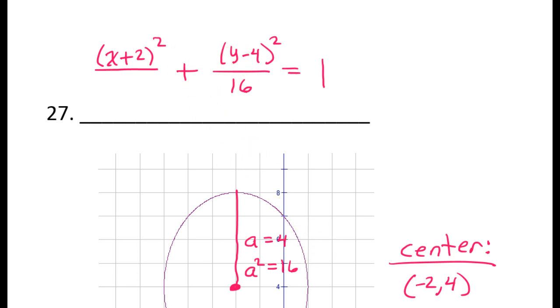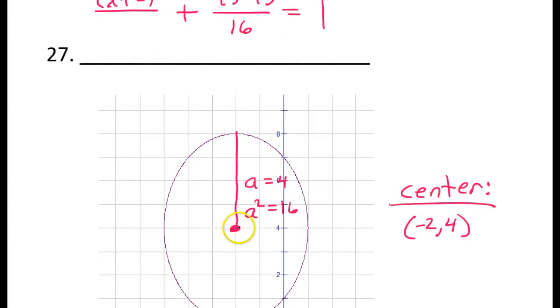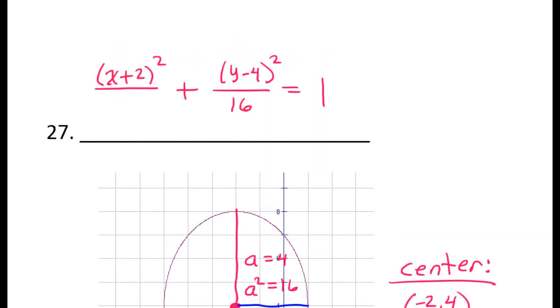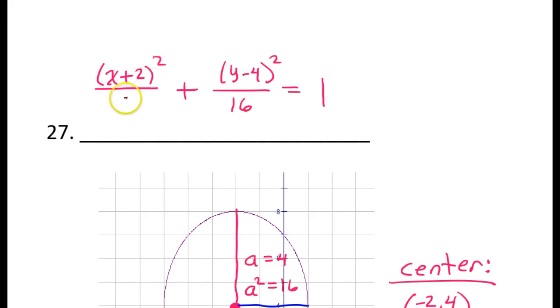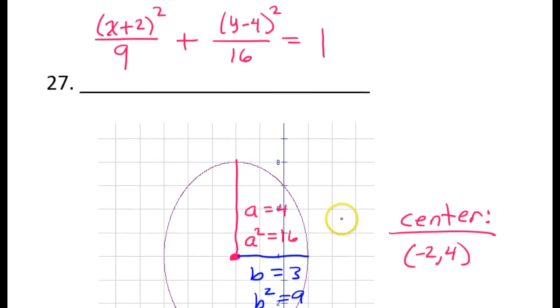Similarly, the b value is the distance to a covertex. Okay, so the distance from the center to a covertex is 3. So this b value is going to be 3, which means b squared is 9. Notice that the b value is horizontal. It's in the x direction. So this 9 will definitely go in the x term of the equation. So that is the standard form equation of this ellipse.